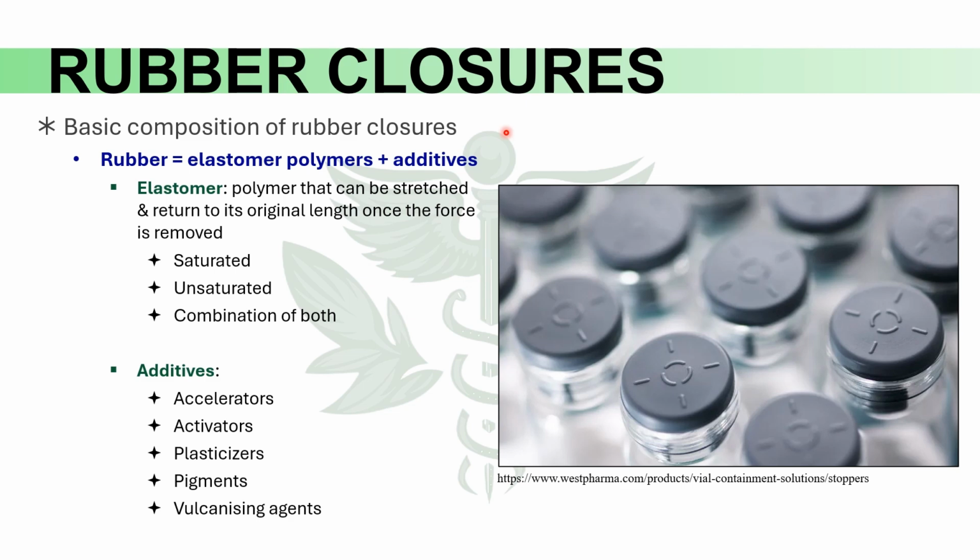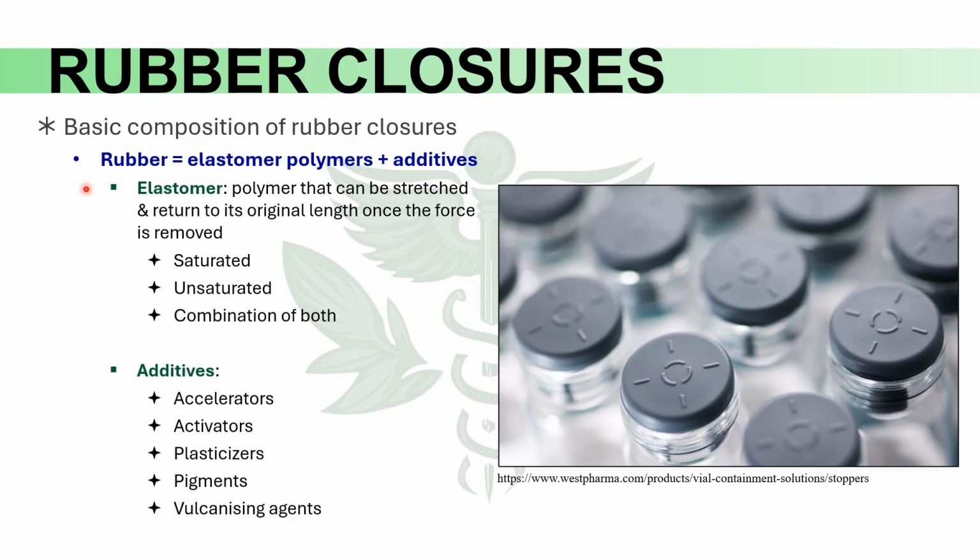Right, what is rubber composed of? Any basic rubber is composed of an elastomer polymer with the addition of certain additives, and these additives will differ depending on the properties we want the rubber stopper to possess. Let's break this down further.